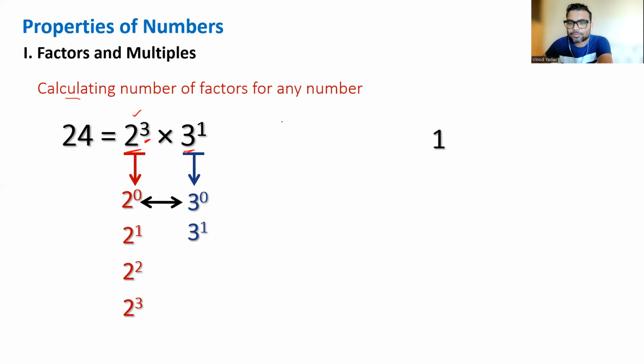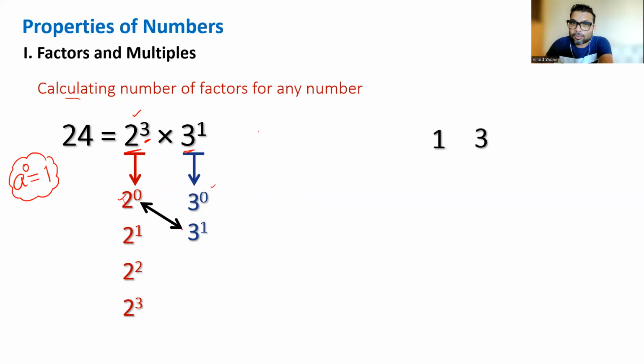Check this. 2 to the power 0 into 3 to the power 0, that is 1. 2 to the power 0 is not 2, it is 1. Remember this thought. We have done this in surds and indices. A to the power 0 is 1. A number getting divided by itself is also written like A to the power 0. Power 0 means division of the number by itself. So this is 1, this is also 1. So, first factor we got.